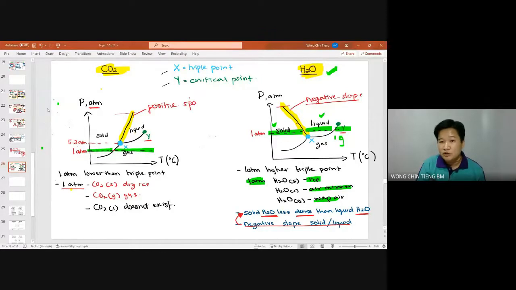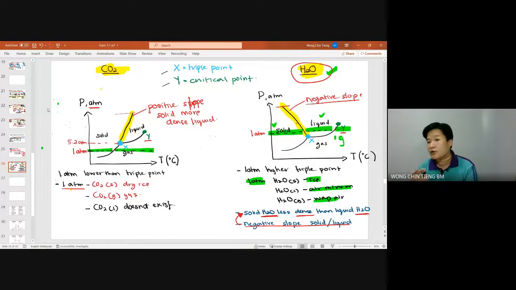Kenapa kalau dia positive slope? Kalau dia positive slope, alright, represent over here one thing. The solid is more dense than liquid. And most of the thing, guys, most of our substance adalah solid akan tenggelam dalam liquid dia sendiri. Betul? Alright, most of the time. That is our normality. Tapi apa yang abnormal dalam air, apa yang kita nak bincang dalam the anomalous behavior of water is the negative slope. Alright, the negative slope represent the solid less dense than the liquid. That's why your ice float on top of the water. Nampak?